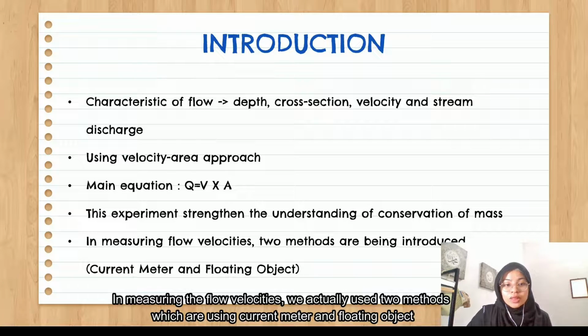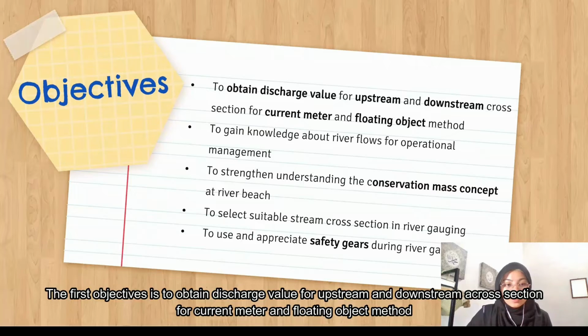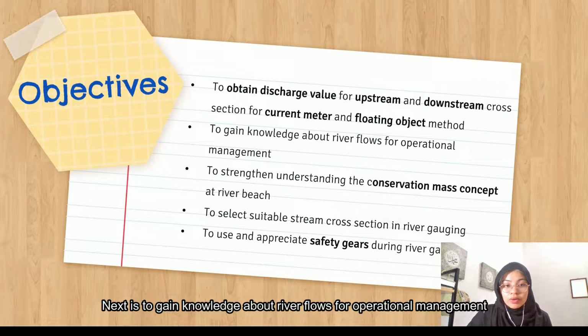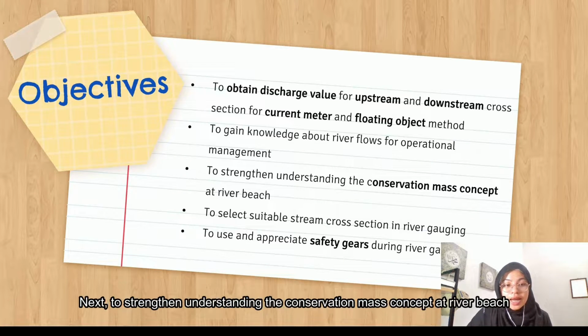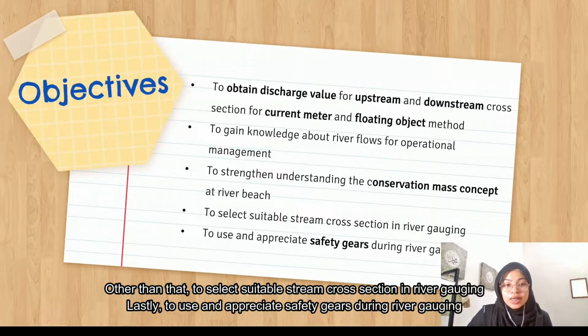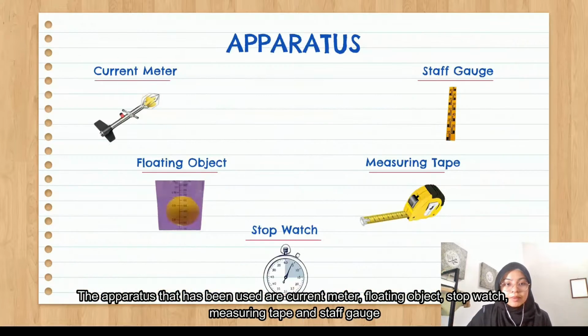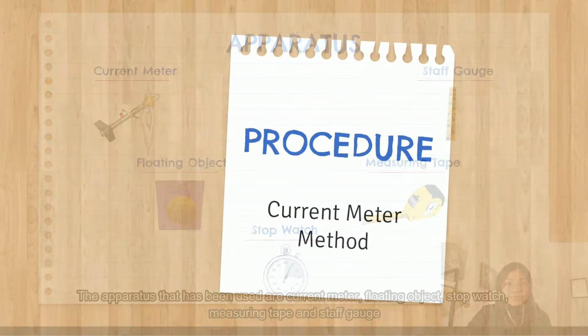In measuring the flow velocities, we use two methods, which are the current meter and the floating object. The first objective is to obtain the discharge value for upstream and downstream cross-sections for the current meter and floating object methods. Next is to gain knowledge about river flows for operational management. Next is to strengthen understanding of the conservation of mass concept at the river reach. Other than that, to select a suitable stream cross-section in river gauging. And lastly, to use and appreciate safety gear during river gauging. The apparatus used are current meter, floating object, stopwatch, and measuring tape.